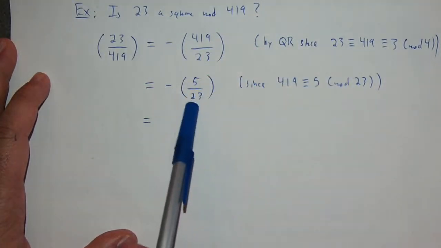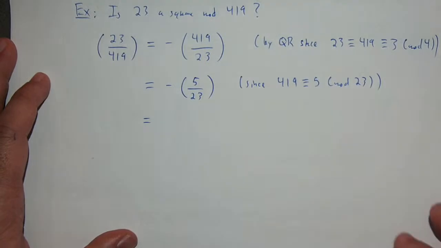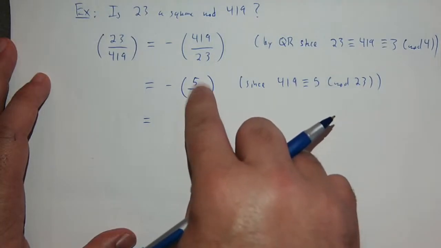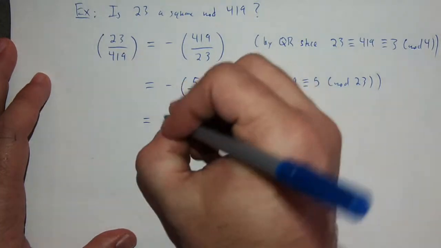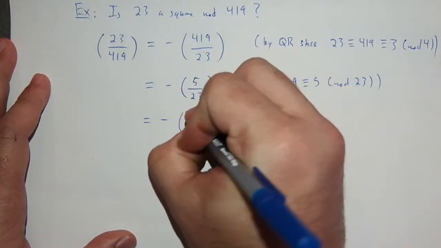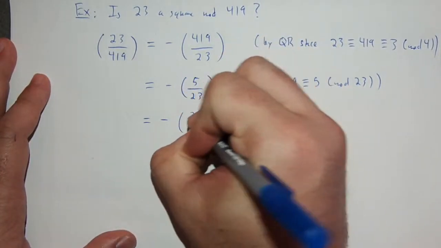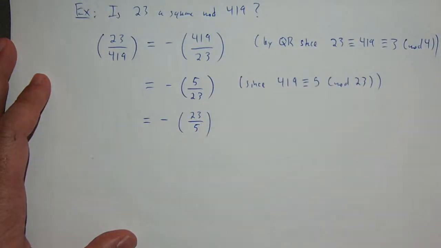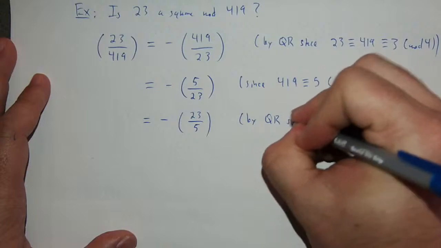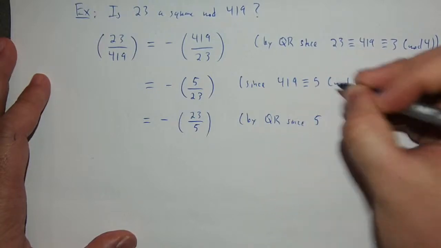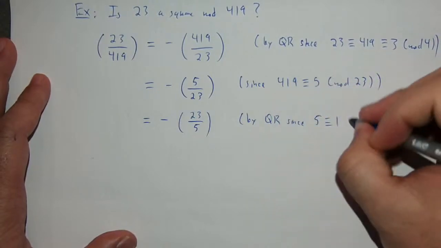Here, you'll see where we're headed with this. So what I want to do is flip again, using quadratic reciprocity. So 5 is congruent to 1 mod 4, so when I flip, I don't have to change the sign. So this is minus 23 on 5, by quadratic reciprocity, since we only need one of them to be congruent to 1 mod 4.